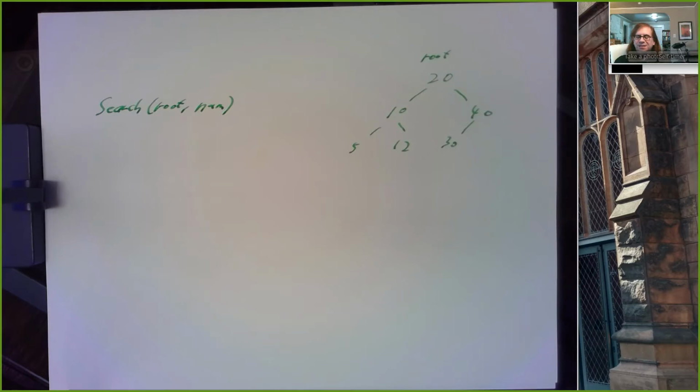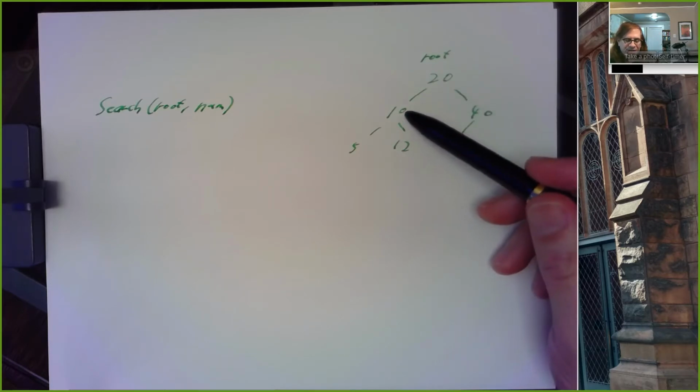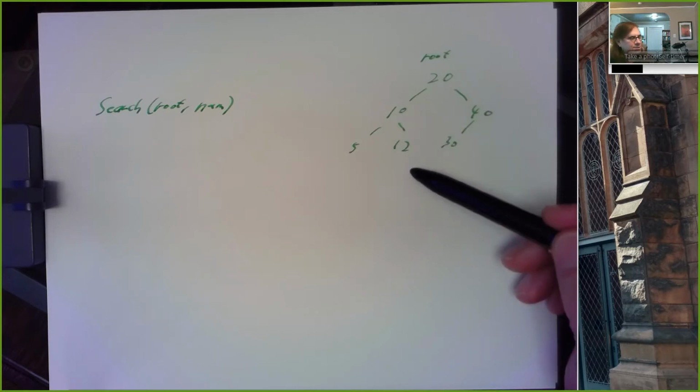And we've talked about how to do this by comparing our number to the root. If it's equal, we're done. If it's less than the root, move down to this node and repeat. Go back to your loop and see if that's your number. And if your number is bigger than that, go over to the right, and so on.